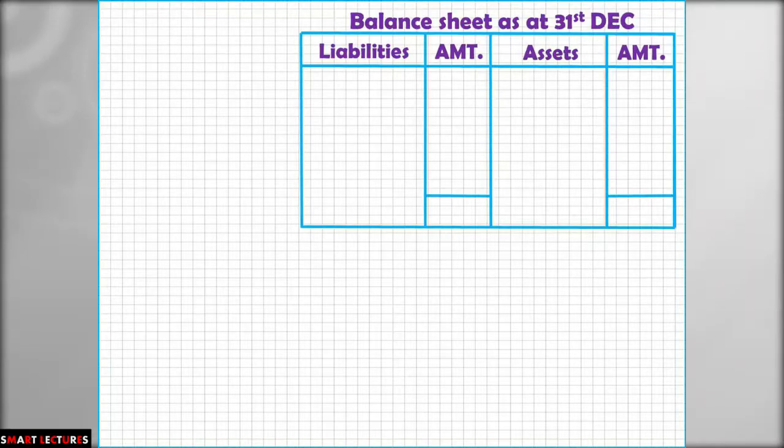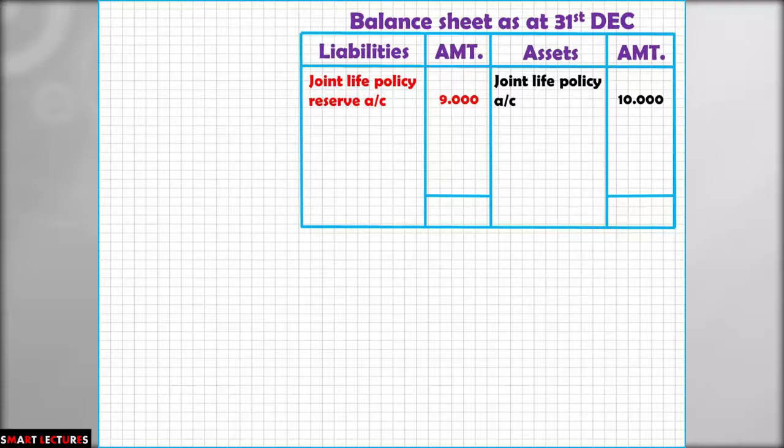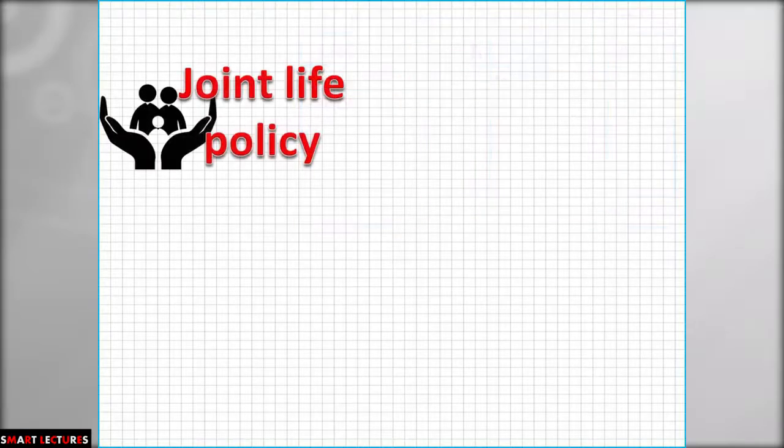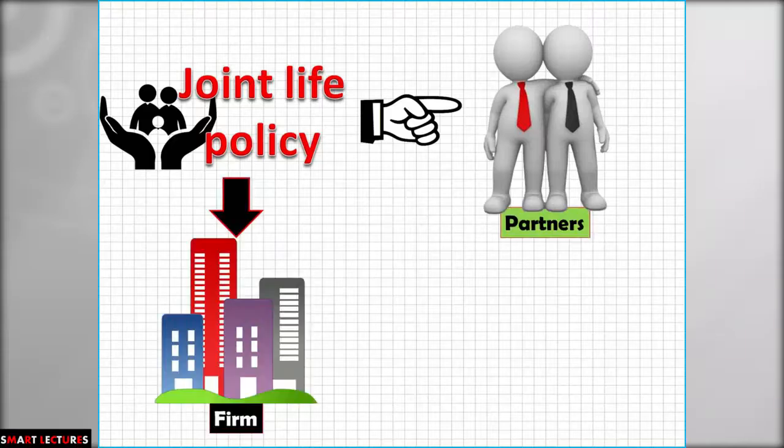Now let's have a look at some typical items you may find in your questions, and let's learn how to treat them. Suppose there is a balance sheet and on the asset side there is joint life policy of rupees 10,000 and joint life policy reserve on the liability side is rupees 9,000. You know, joint life policy can be taken for the partners by the firm.